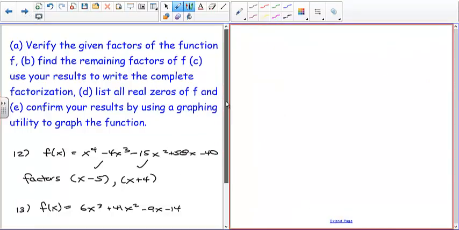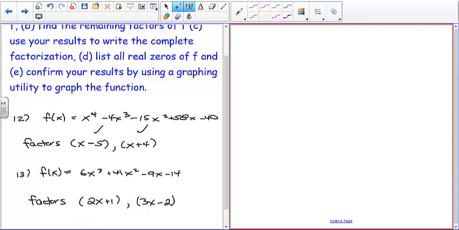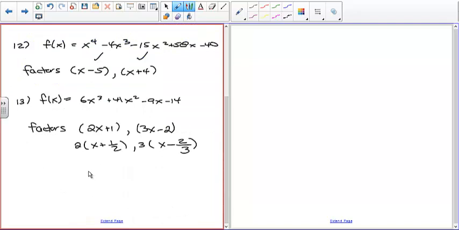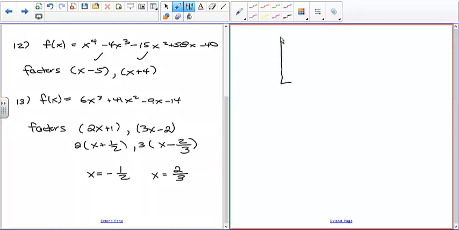Number 13, do the same thing. Got these two. So how do you handle this? Well, if I factored out a 2, you'd have x plus a half here. And if I factor out a 3, I'll have x minus 2/3. So the reason I did that is I know that the 0 would be x equals -1/2. And the 0 here would be x equals positive 2/3. So that's what I'm going to use when I use my synthetic division.